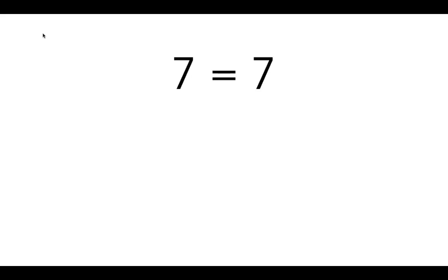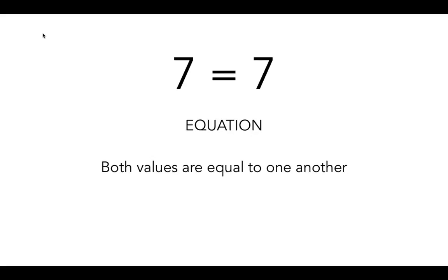So let's practice. Yesterday we had a little bit of practice. The first one, 7 equals 7. What is it? It's an equation. Why? Because the values are equal to one another and it uses the equal sign.